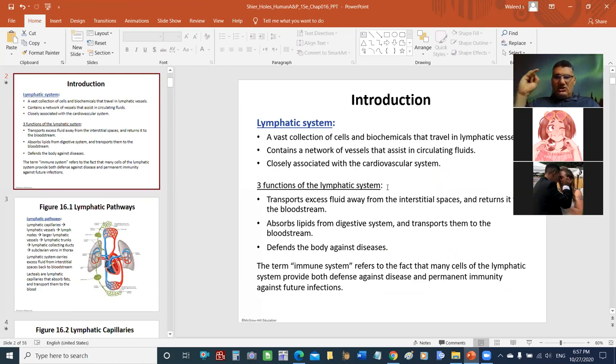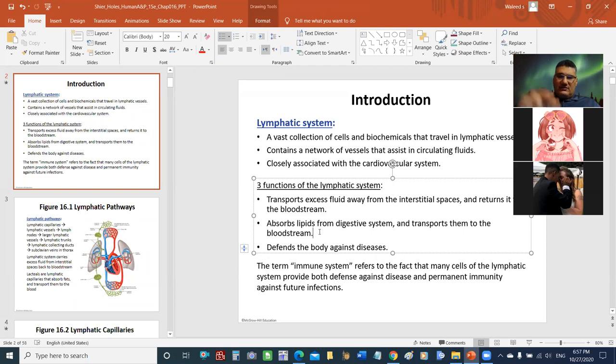Number 1, returning back the extra amount of interstitial fluid. Number 2, it's going to clean it. So here it is, transport the fluid away from the interstitial fluid and return it back through an alternative, yes, but it's not going to stay in between the cells. It's also going to filter out and get rid of anything that's bad. So it's defense. The third function is lipids.